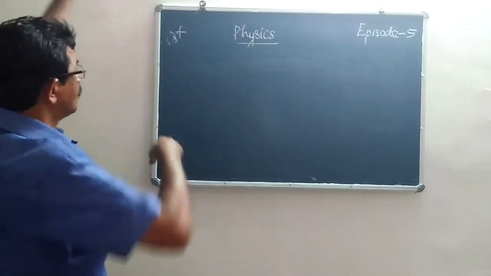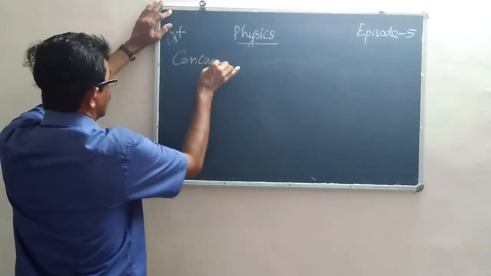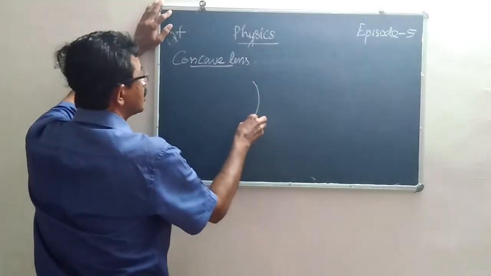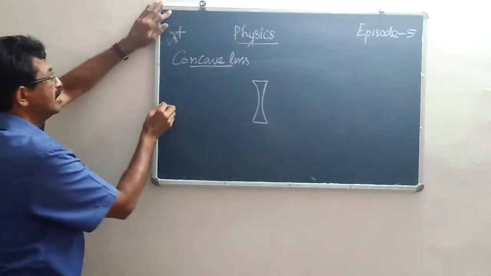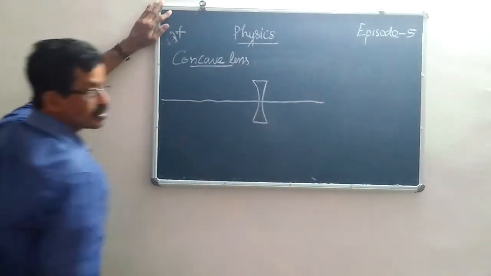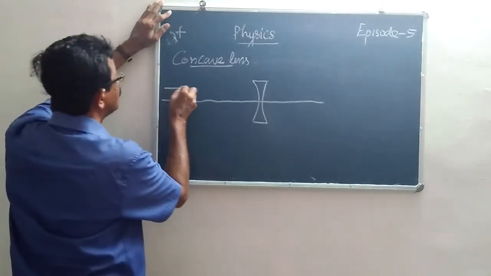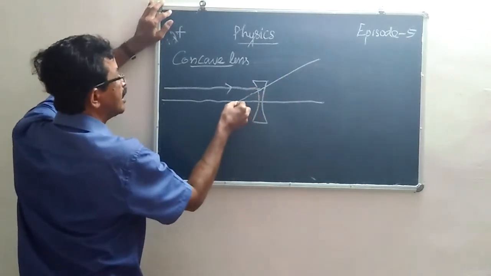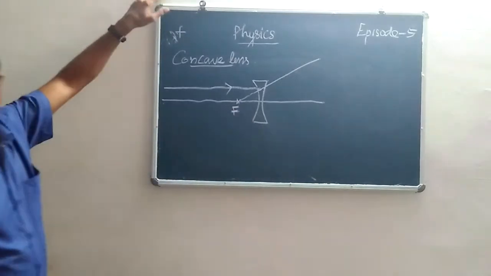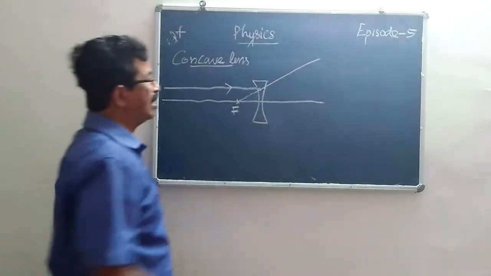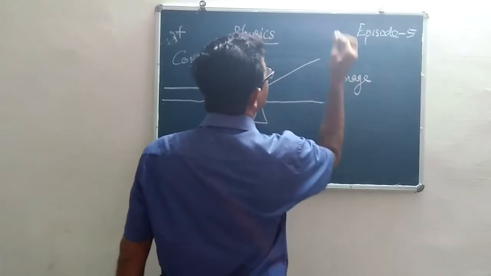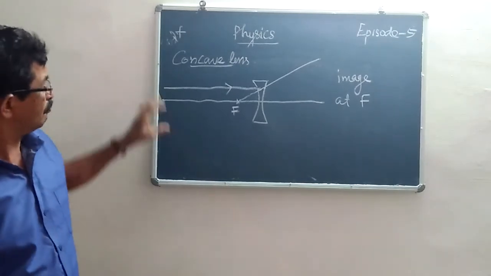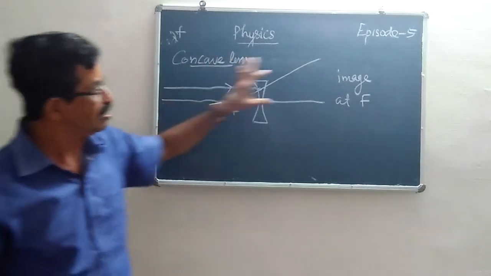See, the objective is the concave lens. Here, if this is a concave lens and the object is at a very large distance, then the light rays from it are parallel. Okay. Then this will go, and if it returns to here, here will come. So, if the object is at infinity, where do we get the image? The image is formed at F. What is F? Focus. If the object is at infinity, we get the image at focus.